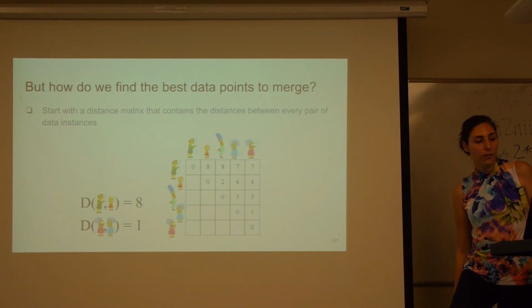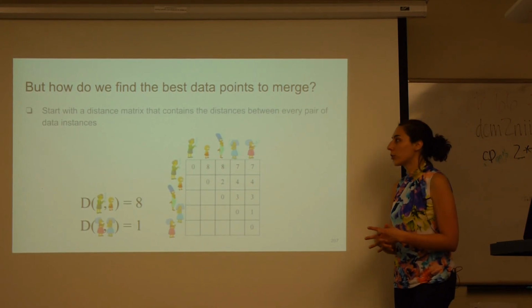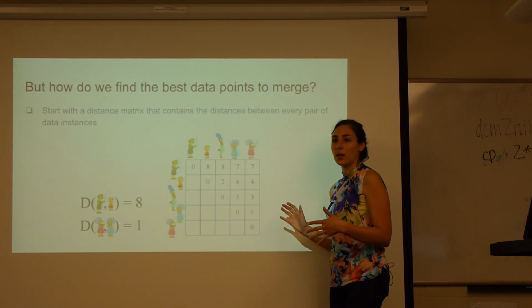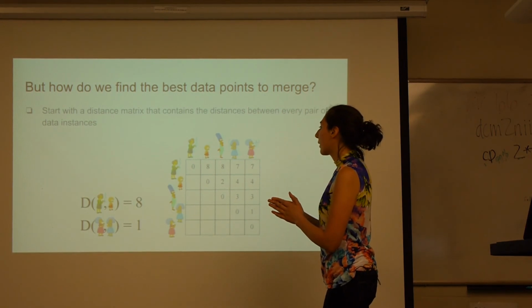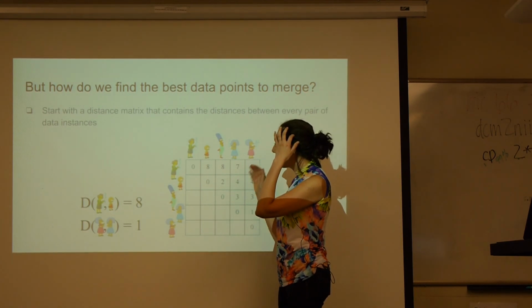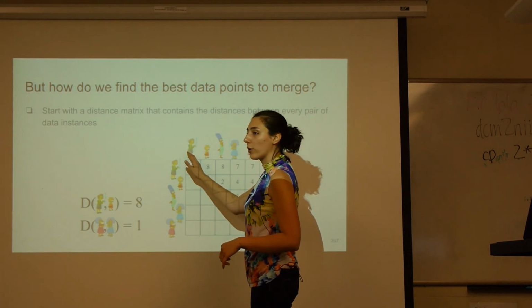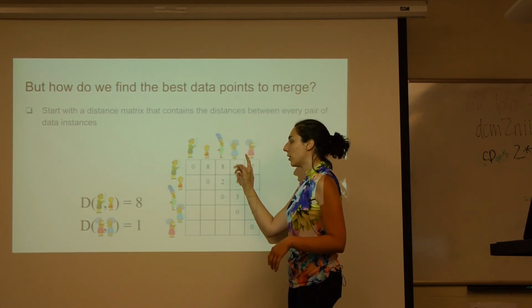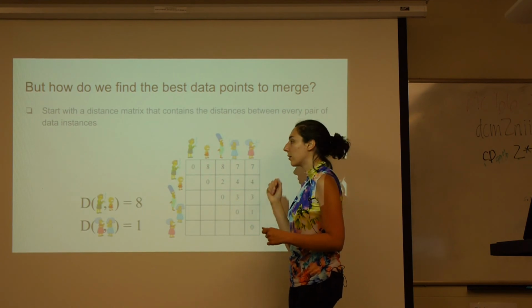OK, but how do we find which data points to merge? We start out with the similarity distance matrix. That contains the distances between all of our data points. So we have these 5 data points here, and we have the pairwise distances between them, right?